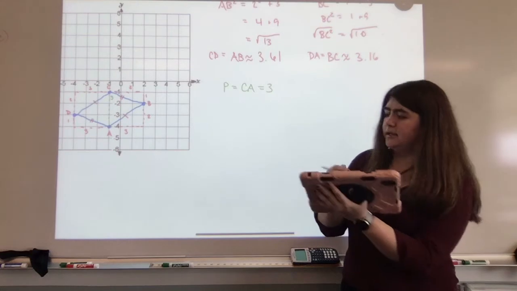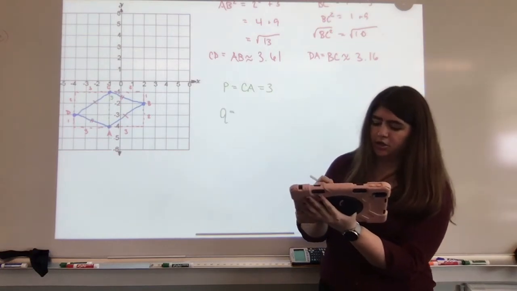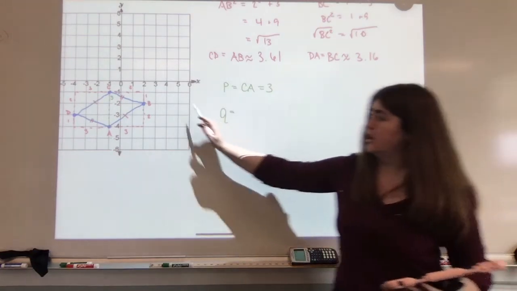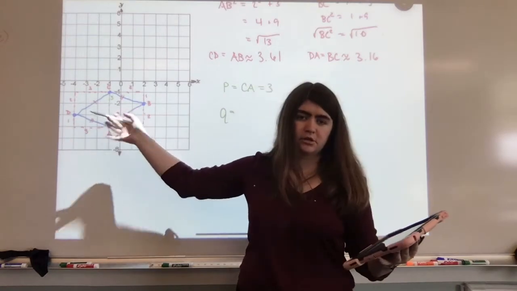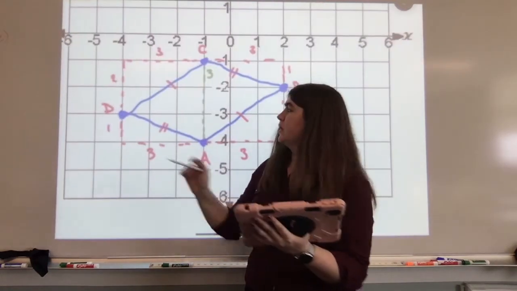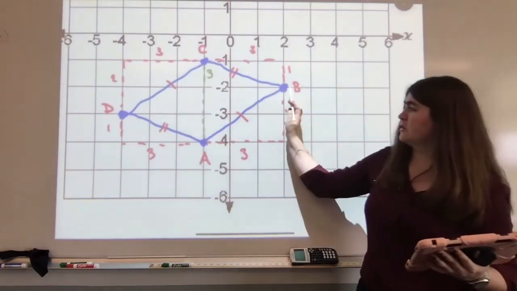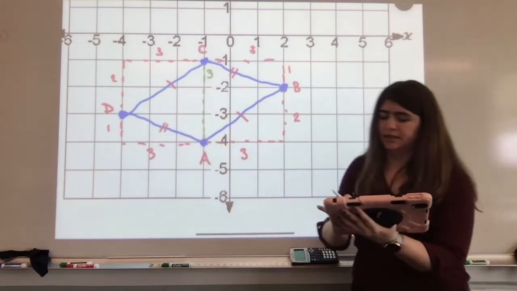Now I need to find my Q. My Q is the diagonal that goes the other direction, although either diagonal could be P or Q. So my Q is going to be the distance between B and D.